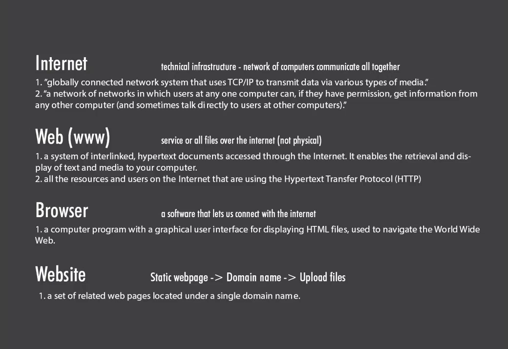The accurate descriptions are, first, it's a globally connected network system that uses TCP/IP to transmit data via various types of media. And second, Internet is a network of networks in which users, at least any one computer can, if they have permission, get information from any other computer and sometimes talk directly to users at other computers.